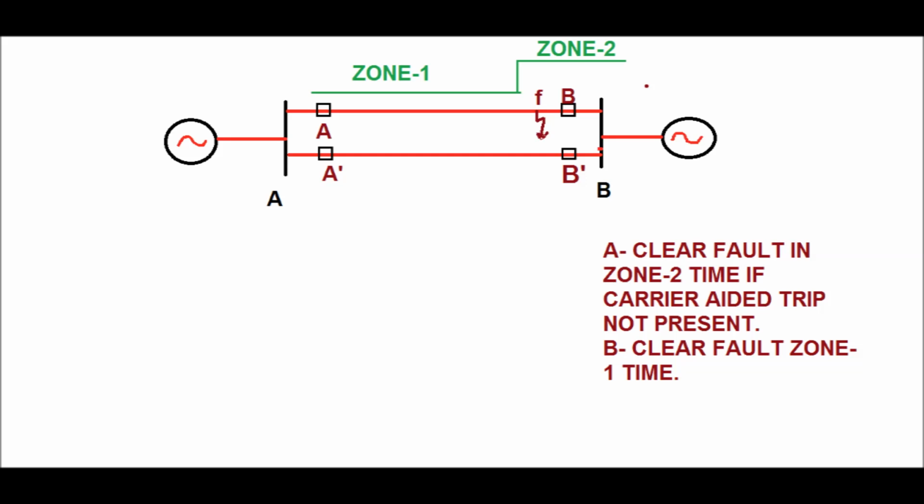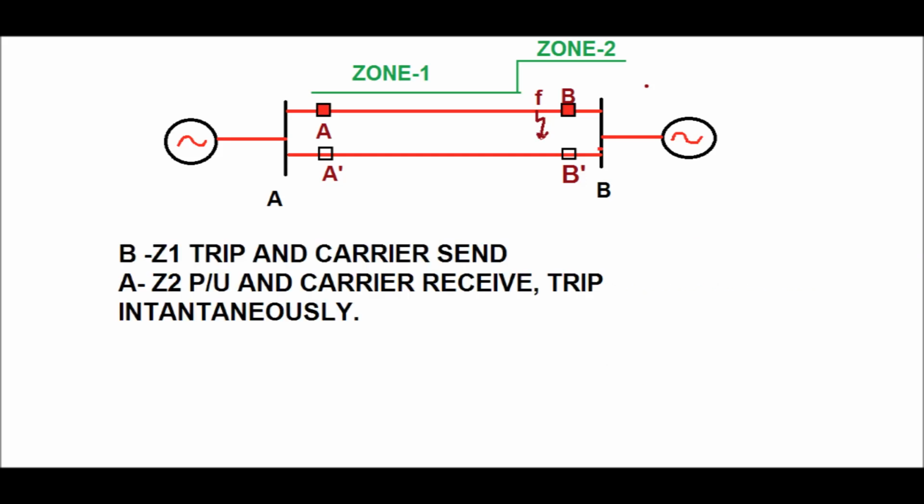If there is no carrier aided protection trip, then what will happen? Substation A will clear the fault in Zone 2 time, but substation B clears the fault in Zone 1 time, that is, instantaneously. If carrier aided protection trip is present, what will happen?